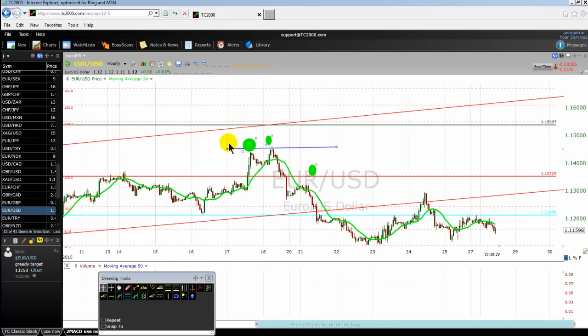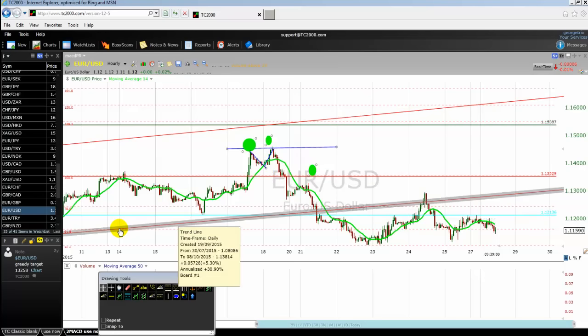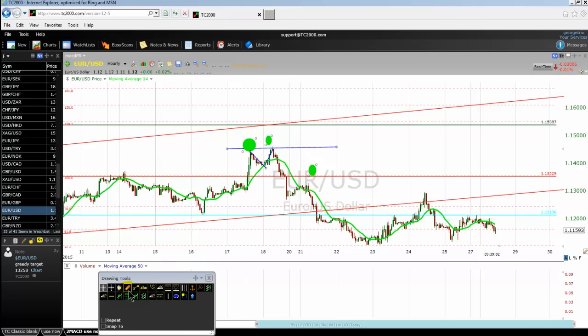Okay, so on the hourly chart, I'm now on the hourly chart of the euro dollar currency pair, and I've seen a pattern. It's a corrective wave pattern. And we see here a double top, okay? Something that looks like a flat correction, but is it a correct flat correction? But it looks like it.